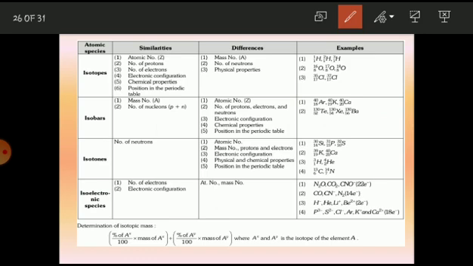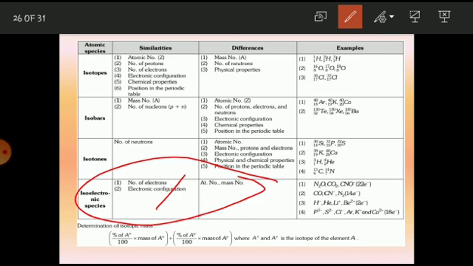The next one, that is the last one, which is very important, isoelectronic species. Iso means same, and electronic species means they should have the same number of electrons. So the species whose number of electrons are same but the atomic number and the mass number is different, such type of species are called isoelectronic species. Even their electronic configuration is same but atomic number and mass number is different.